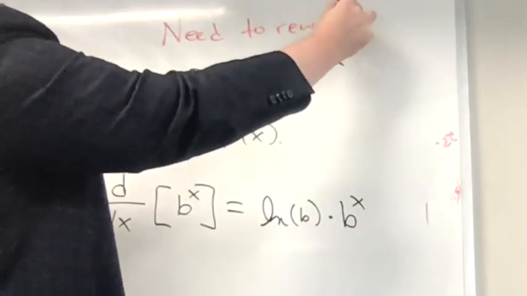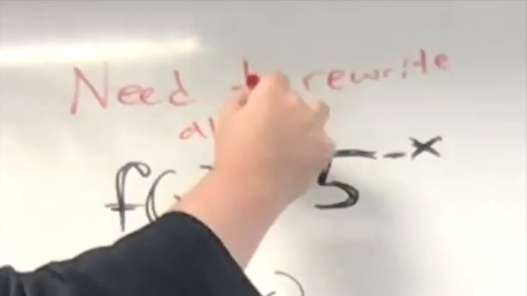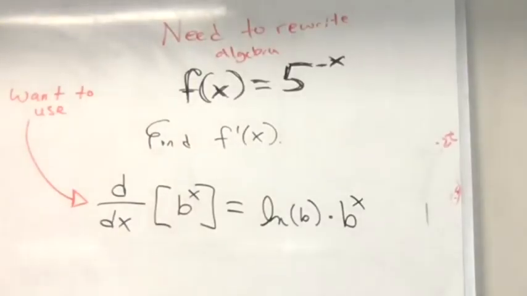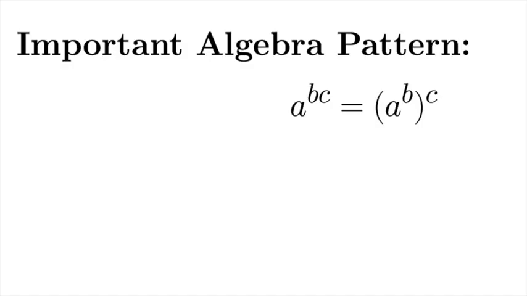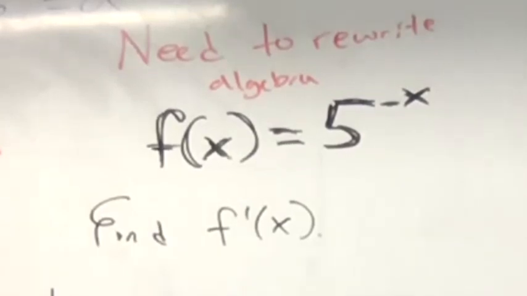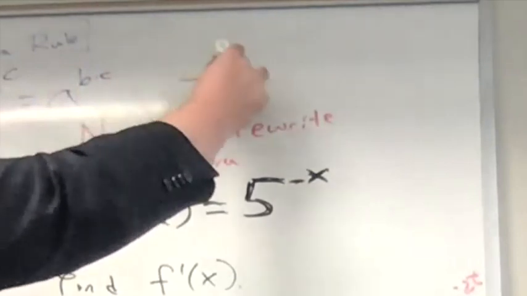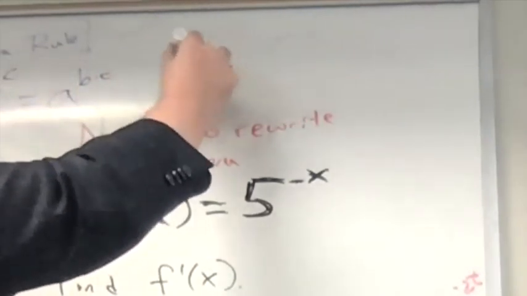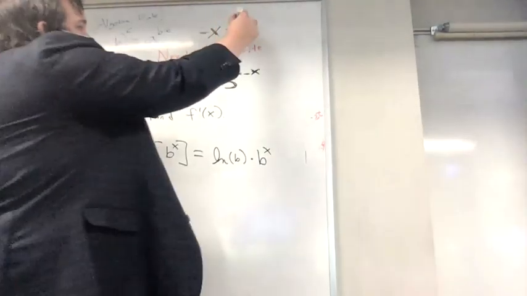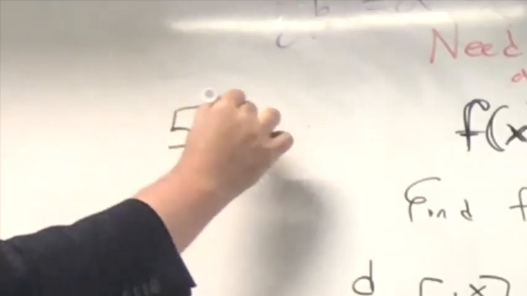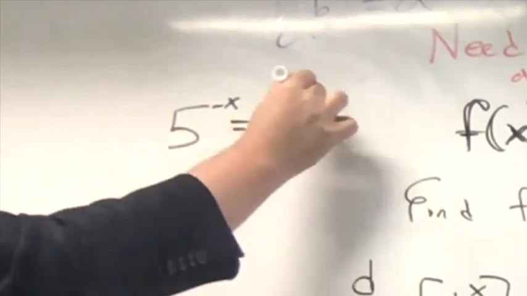There's a pattern of exponents that we learned, which was that if you have a to the b raised to the c, that's the same thing as a to the b times c, right? And so we want to rewrite this so it fits that pattern. So negative x is the same thing as, how can I rewrite this as a product of two things? Negative 1 times x. So I can rewrite this 5 to the negative x as being equivalent to 5 to the negative 1 times x.